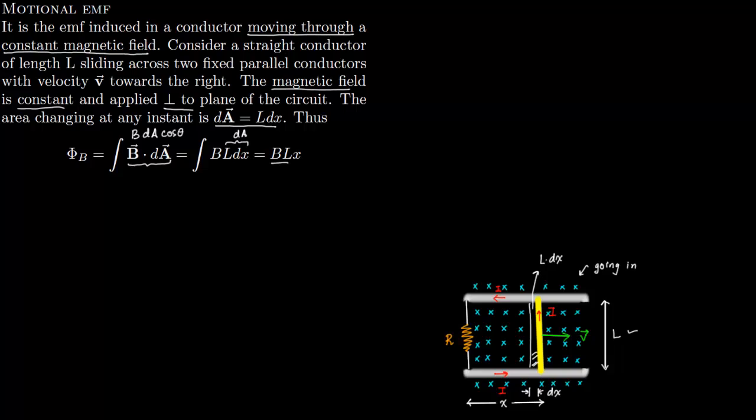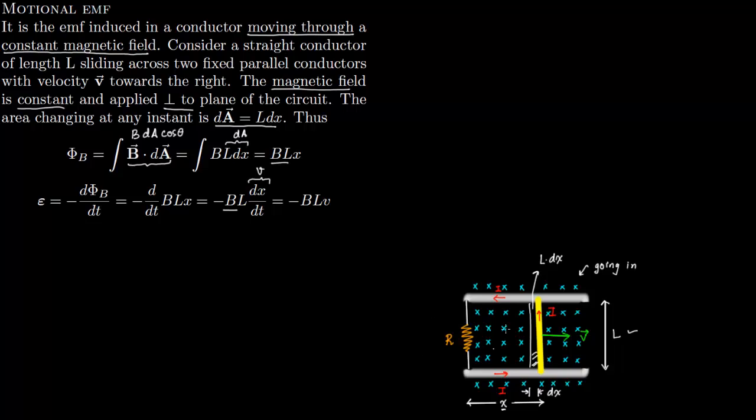Now notice that the formula for EMF was E equal to minus d phi B by dt. This flux we calculate as BLx. You put in BLx here, B and L are constant, so they come out. You just get dx by dt. This dx by dt is the velocity v. Notice this x is nothing but the distance which this rod has already slid through. So dx by dt is nothing but the velocity.